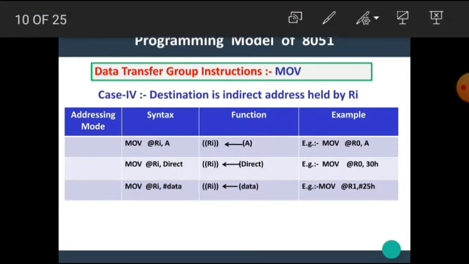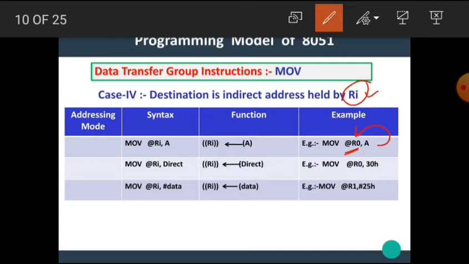The fourth case is where the destination is an indirect address held by the register Ri. The syntax is MOV @Ri, A. For example, MOV @R0, A. That means the content of the accumulator is copied to the memory location which is pointed to by the register R0.